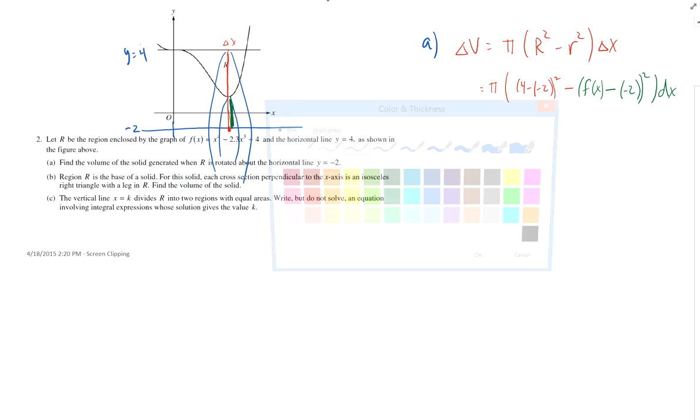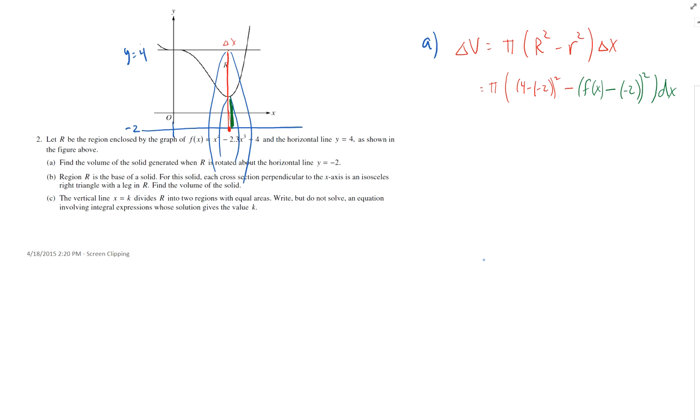So the actual integral for the volume is pi times the integral of, this is 4 minus negative 2, which is 6, squared, minus f of x plus 2, squared dx. This washer starts over here at 0 and goes all the way over to the end here, which I don't know how far that is. I have to figure out how far that is.